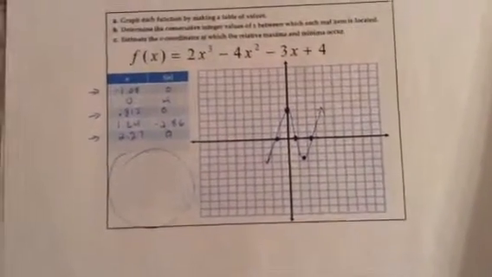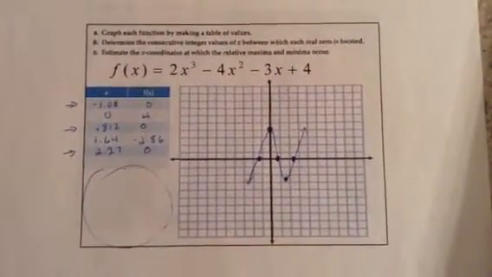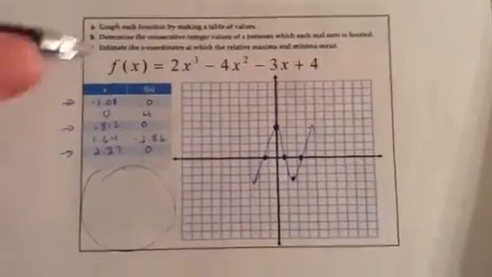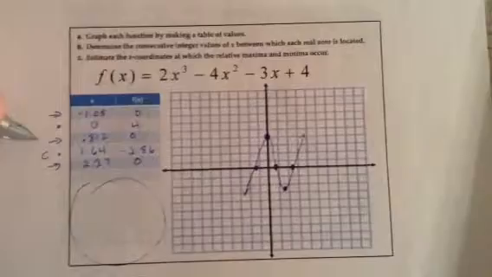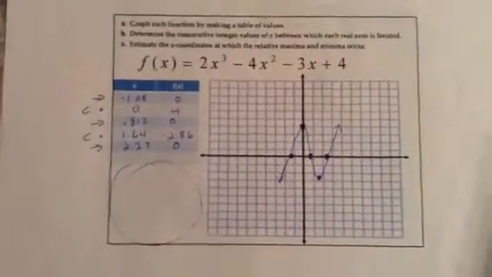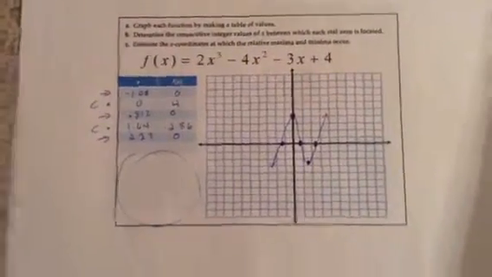All right. Part C, estimate the x-coordinates in which the relative max and min occur. Well, that's these. So that's part C. So one occurs at 0 and one occurs at 1.64. Alright, your last question is a little easier. You don't have to graph it on the calculator.